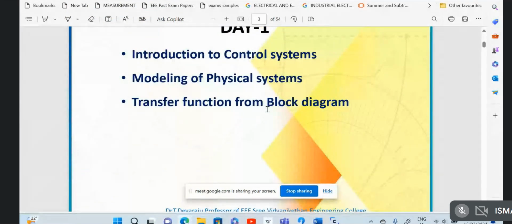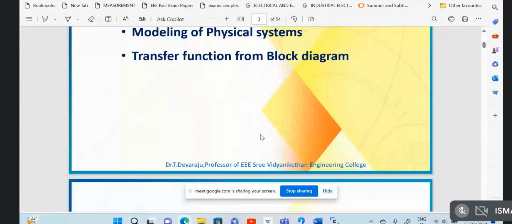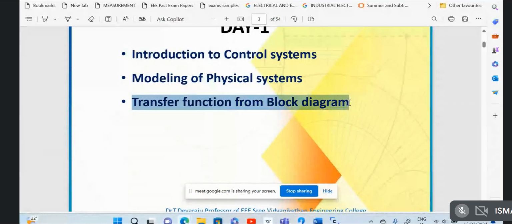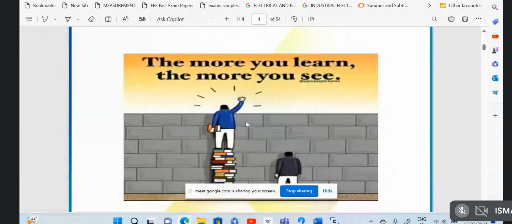So normally the introduction to control system is a must because it is what is supposed to be done. Then you see the modeling. I think you've done control system one, but now for us we're just going to do something different. The more you learn, you tend to move on to learn and to see much.